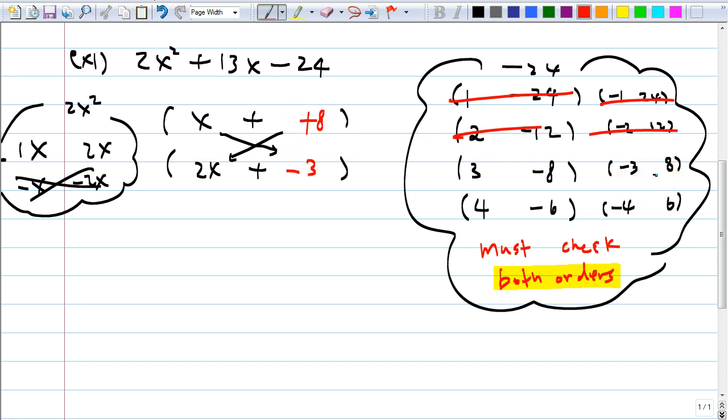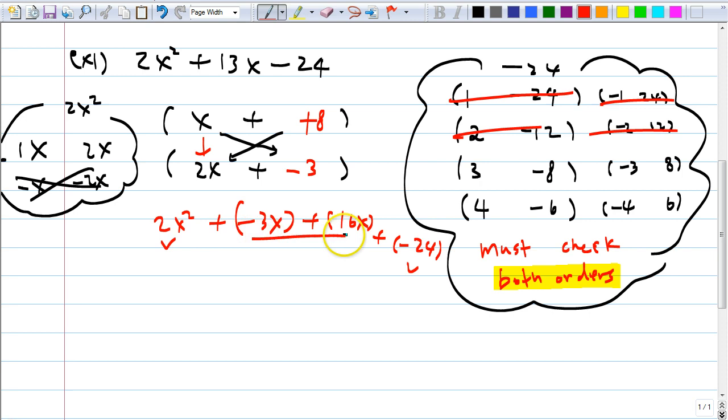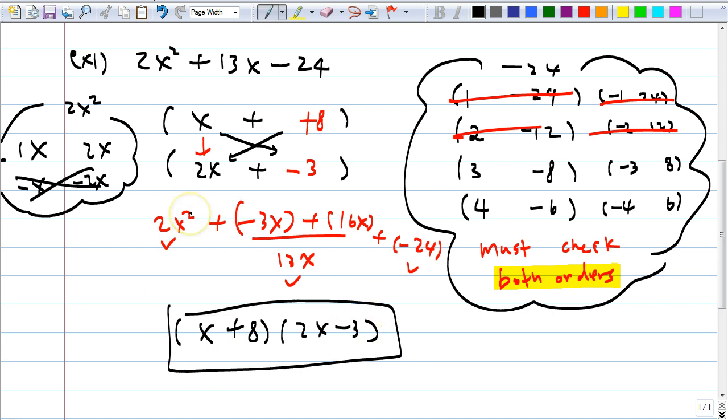So we found our number that works. Yes? So let's double check. So we get here 2x squared plus here, what's that? Negative 3x, we already checked this one, but here plus, what's this? 16x plus negative 24. Do I get 3 checks? Here, what's this? 13x? Yeah, they all check out. What's the answer? Eddie? X plus 8 and 2x negative 3. Yeah. And we just checked it, so it comes out this way, right?